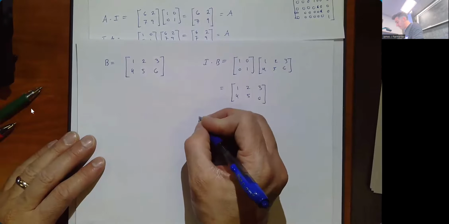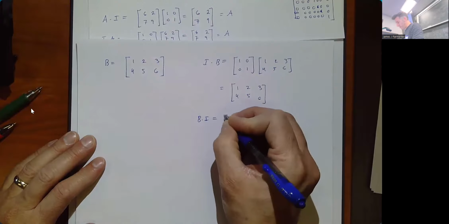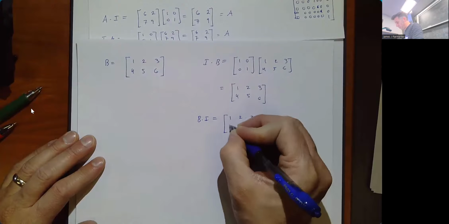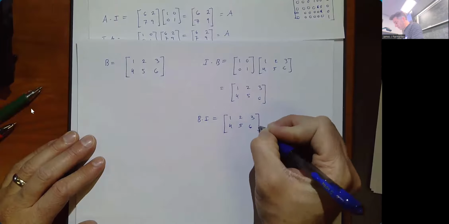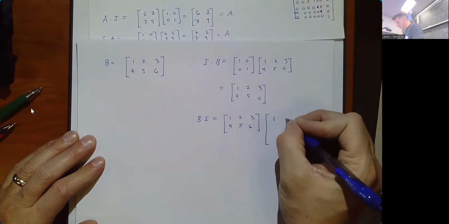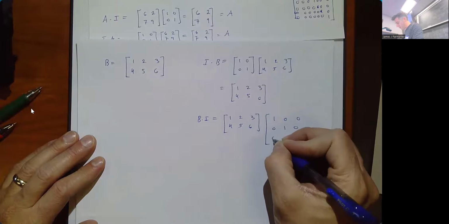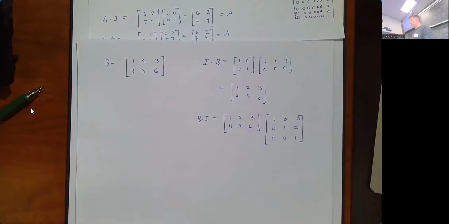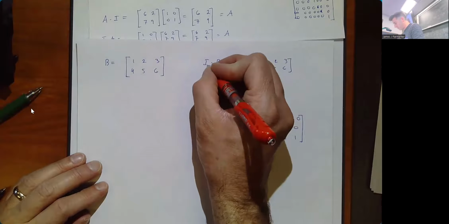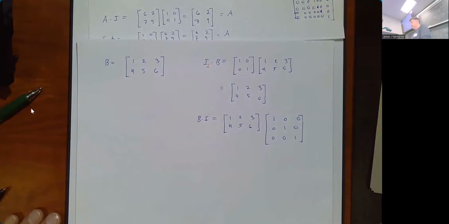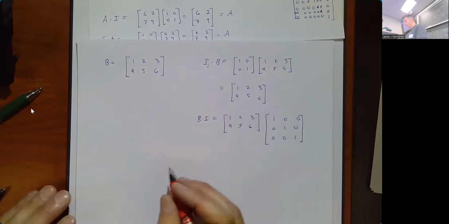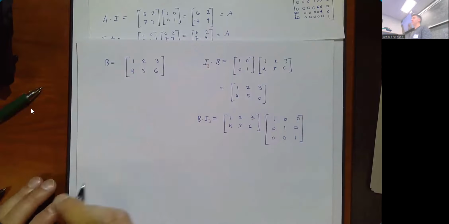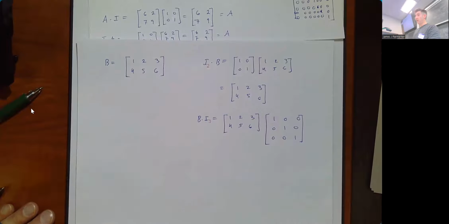If I were to write this the other way, meaning B times I, I would write this as my matrix B, 1, 2, 3, 4, 5, 6 times the correct size identity matrix, 1, 0, 0, 0, 1, 0, 0, 0, 1. The unsaid implication here being that this one, of course, had to be a 2 by 2 identity matrix, so that it's the right size to multiply B on the left. This one has to be a 3 by 3 identity matrix to be the right size to multiply B on the right. Yes, I1 exists as well.